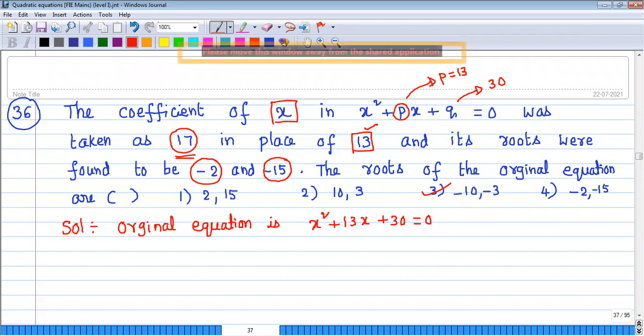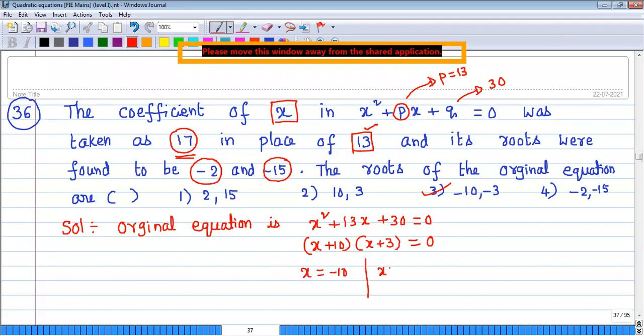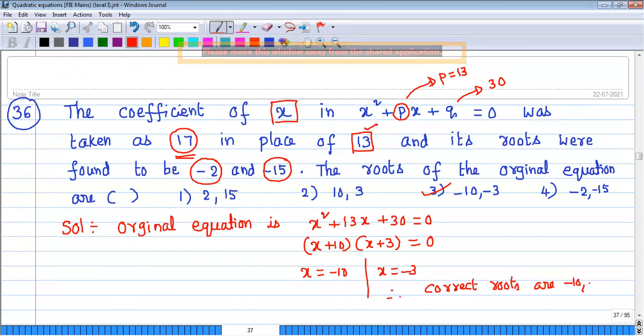Otherwise, we can solve this one like this. x plus 10 into x plus 3 equals to 0. This we can write. So x is equal to -10, x is equal to -3. Therefore, correct roots are -10, -3. This is the concept. Clear? Understood? Yes, sir. Yes, sir.